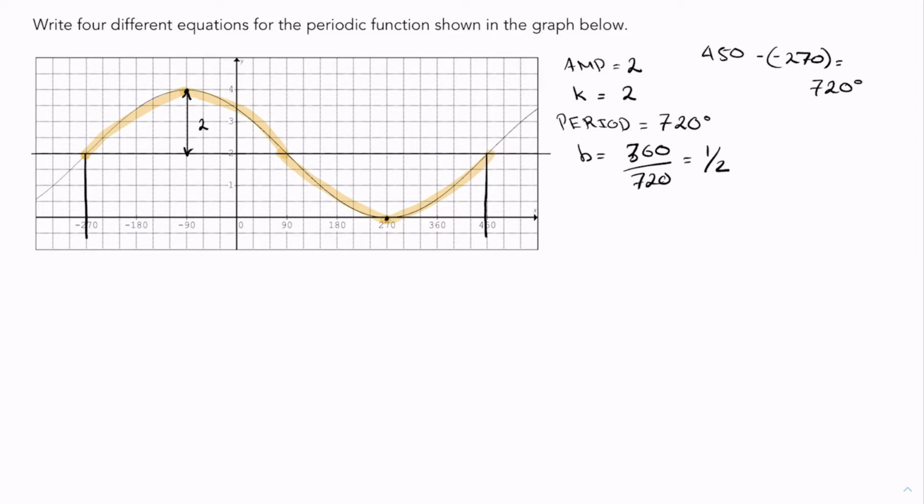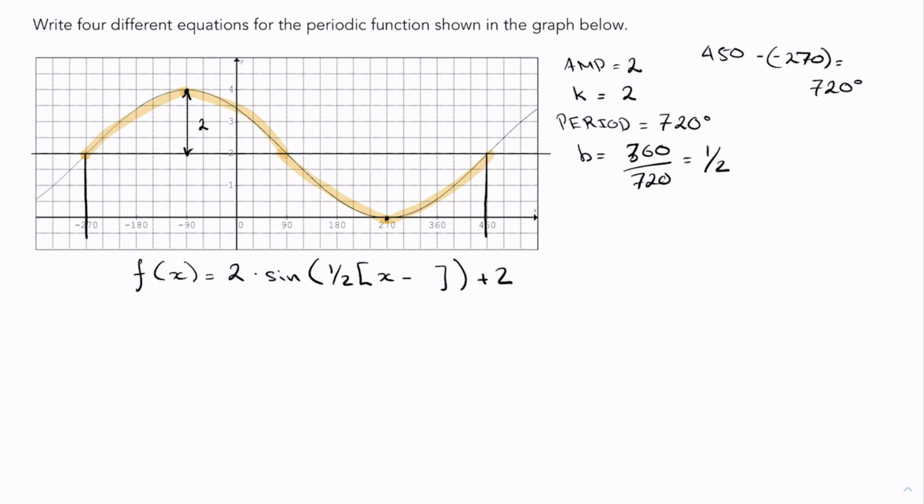Okay, so let's start determining our functions. Beginning with sine, f of x equals, the amplitude is 2, times sine, open bracket, and we're going to have a b value of 1/2 x minus, we're going to leave that blank for now, and then a plus 2 for our k value.